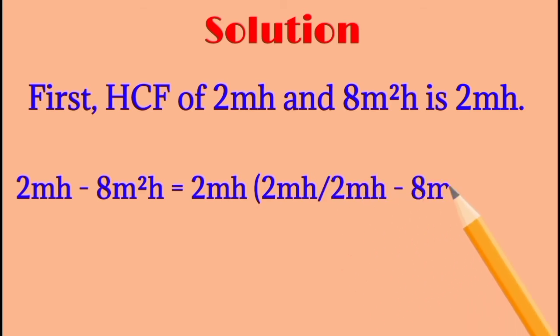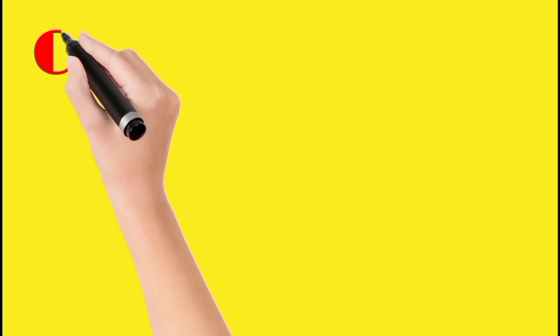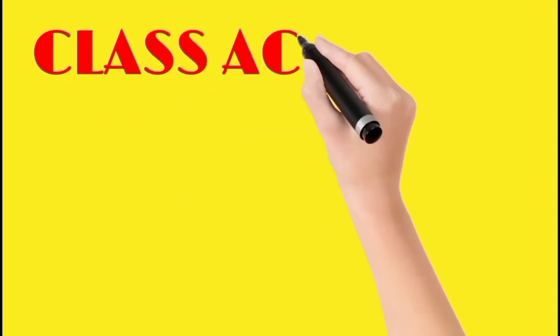So when you do this, you have 2mh in the bracket of 2mh over 2mh minus 8m squared h over 2mh. After dividing, you have bracket 1 minus 4m. So the final answer is 2mh bracket 1 minus 4m. You can see it's very, very easy.